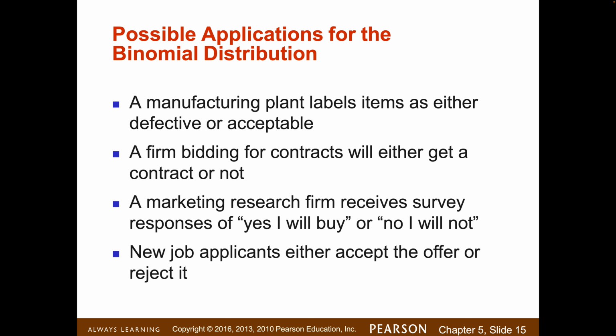All right, so some possible applications to the business world. Manufacturing plant labels either defective or acceptable. Firm bids for contracts, they either get it or they don't. Marketing firm puts out a survey. The customer indicates they're either going to buy the product or they are not. And if you work in HR, you might interview job applicants where the person that you offer the job to either accepts or they reject it.